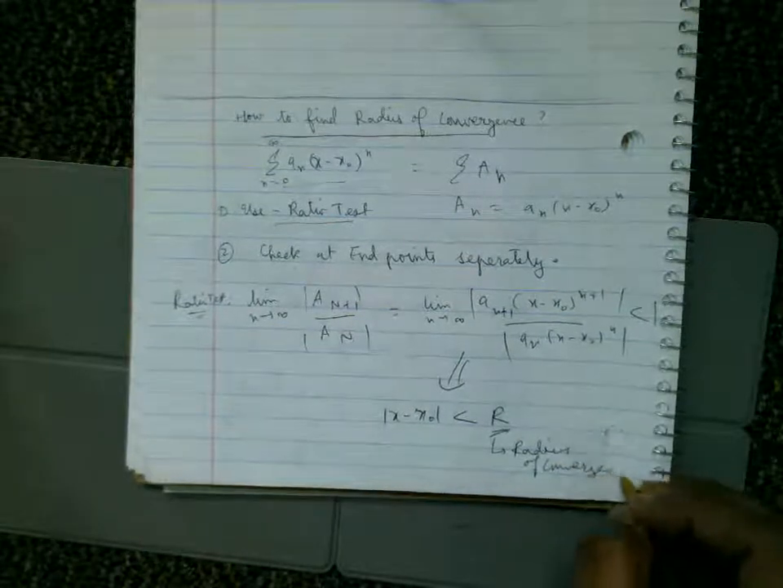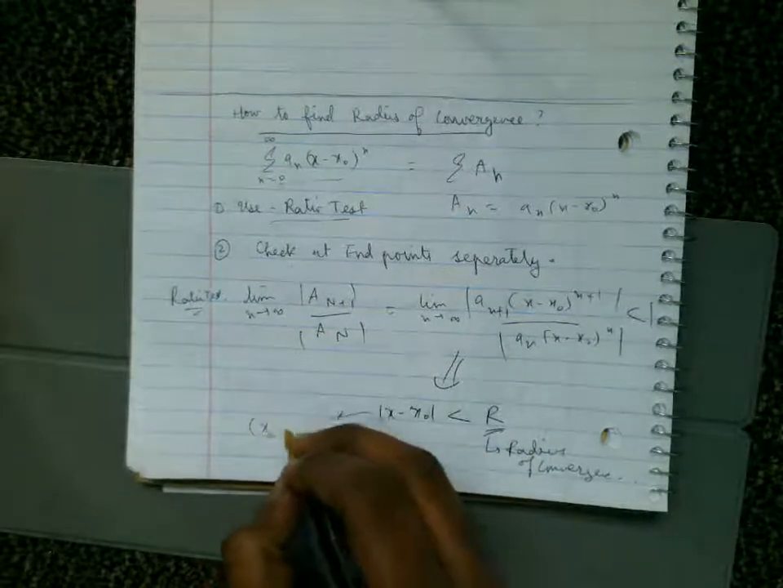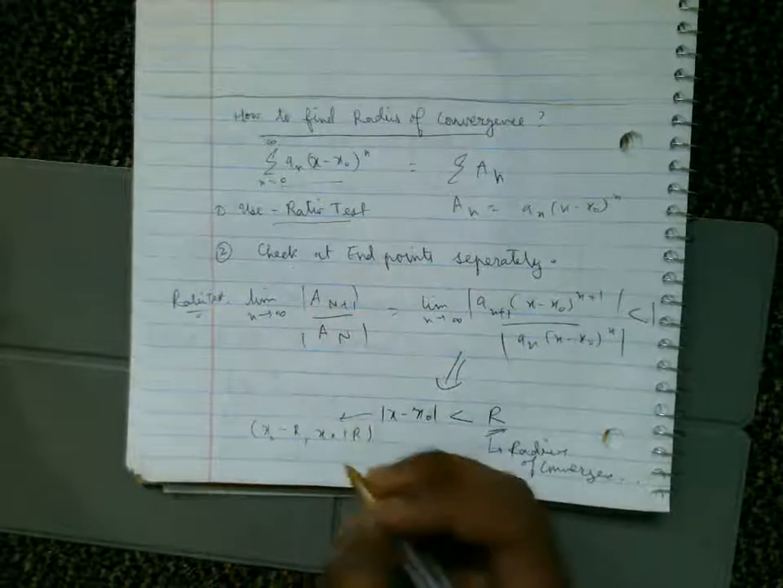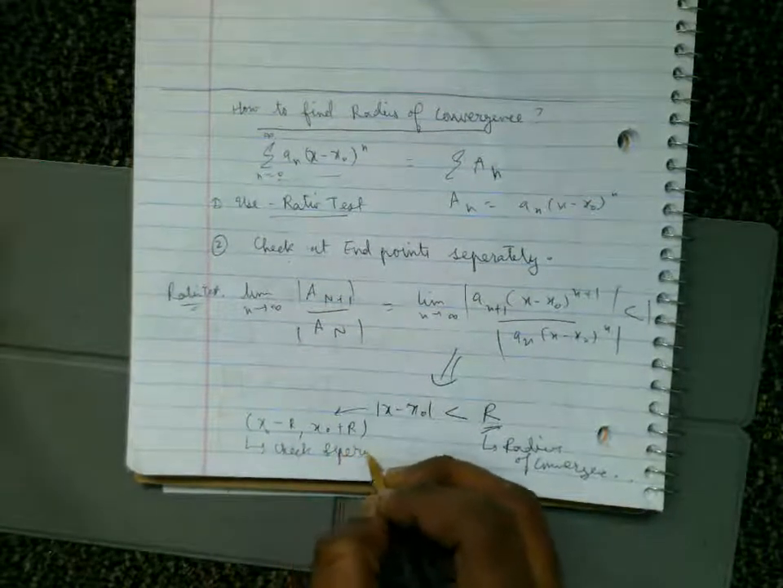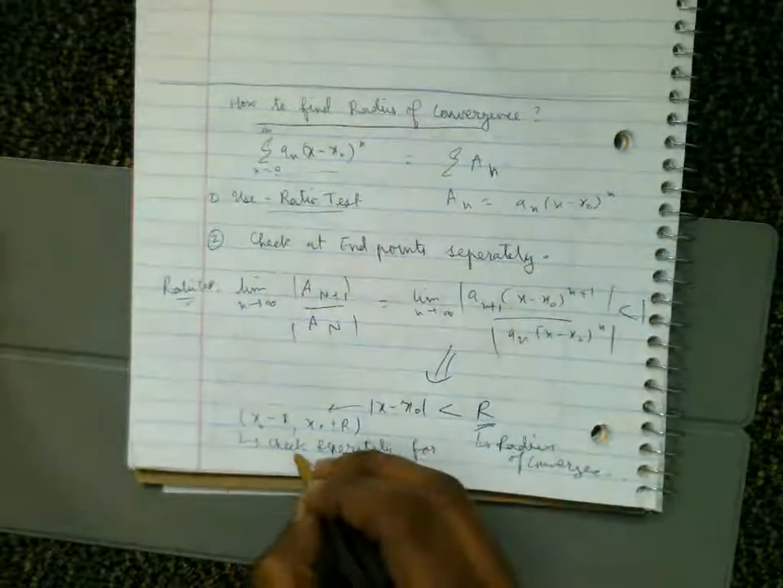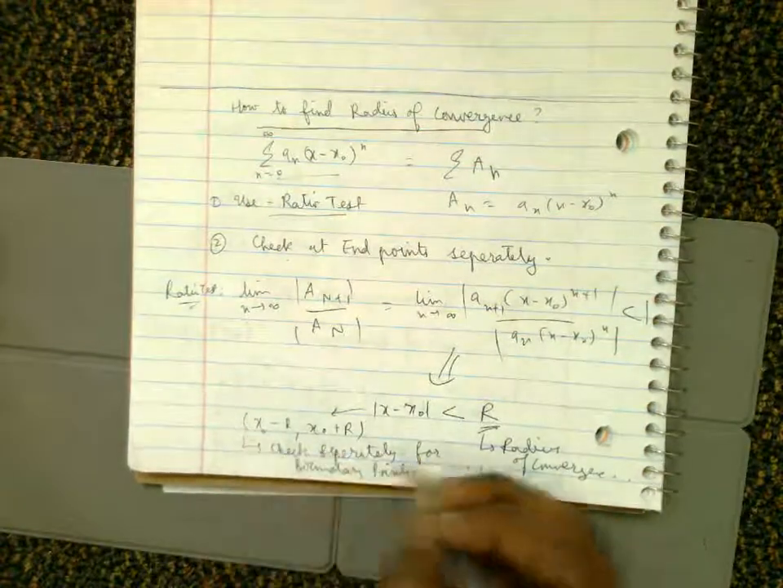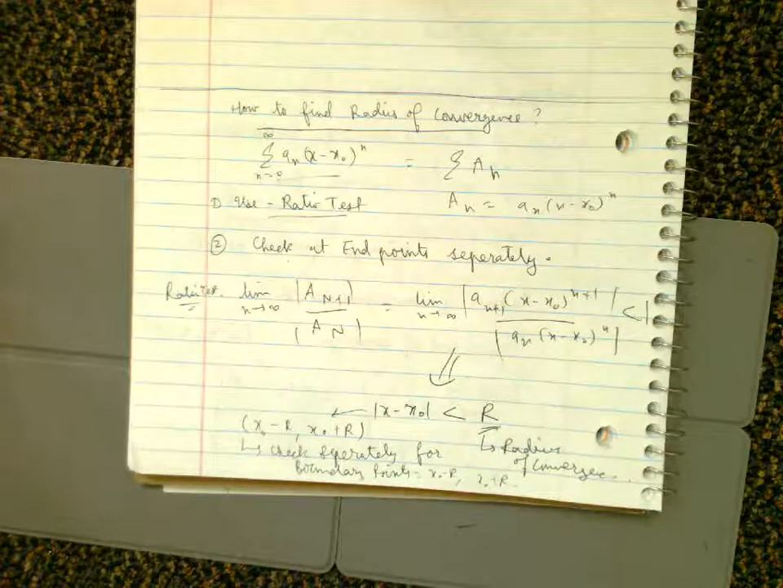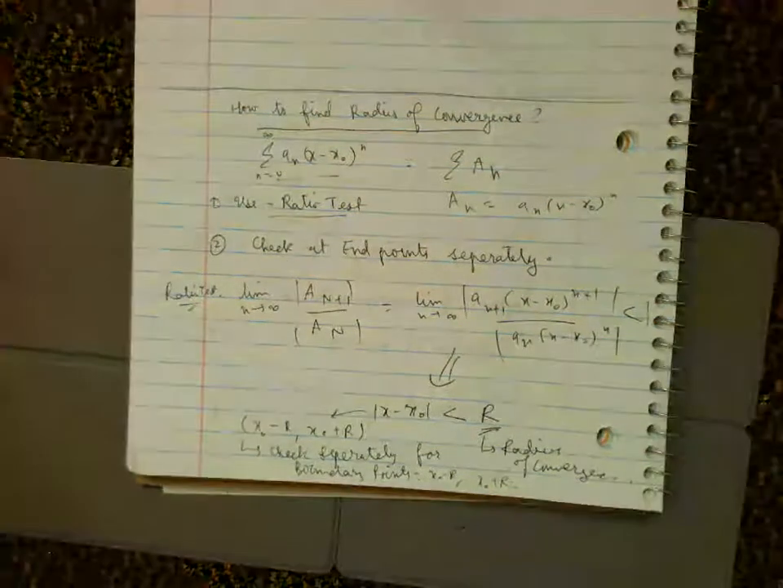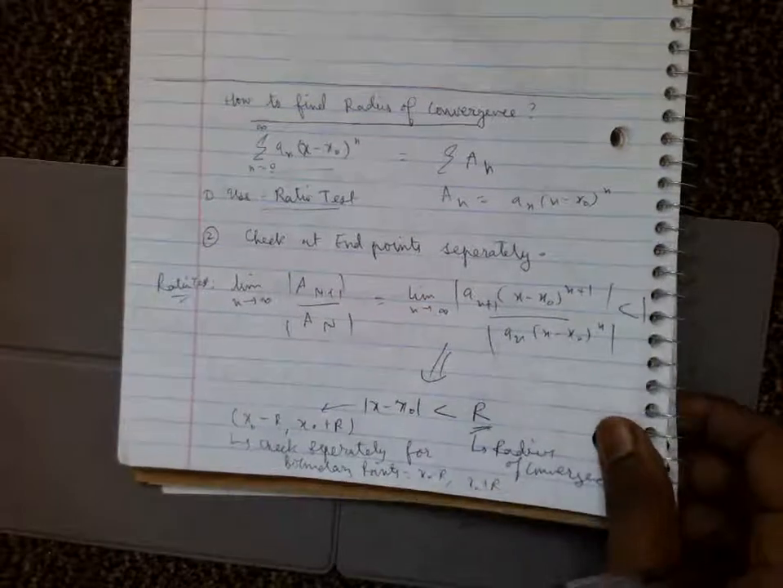And once you have the radius of convergence, you know that the power series will converge in this interval. After that, you have to check separately for the boundary points, that is x naught minus r and x naught plus r. So that is how you use the ratio test and the endpoints to find the radius of convergence of a power series. So let's look at a few examples.